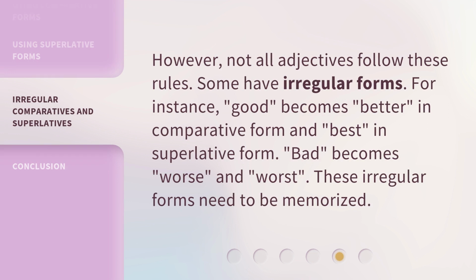However, not all adjectives follow these rules. Some have irregular forms. For instance, good becomes better in comparative form and best in superlative form. Bad becomes worse and worst. These irregular forms need to be memorized.